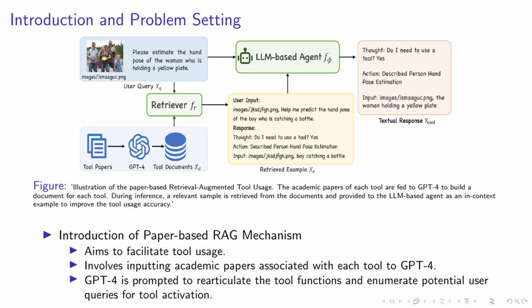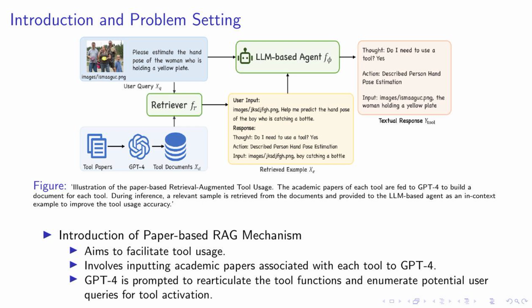Now, let's delve into the heart of our approach, the paper-based retrieval-augmented generation, or RAG mechanism. This innovative method is designed to enhance the usage of tools, particularly in complex scenarios. Here's how it works. We feed academic papers related to each tool into GPT-4, our language model. GPT-4 then rearticulates the functions of these tools and generates potential user queries for activating them. This process is illustrated in the figure you see on the screen.